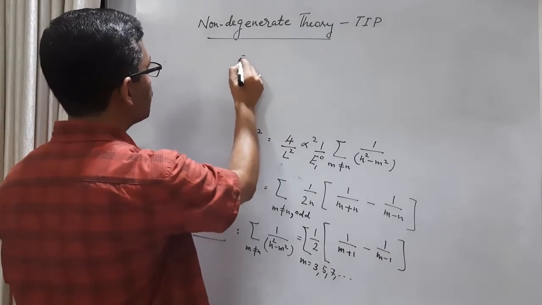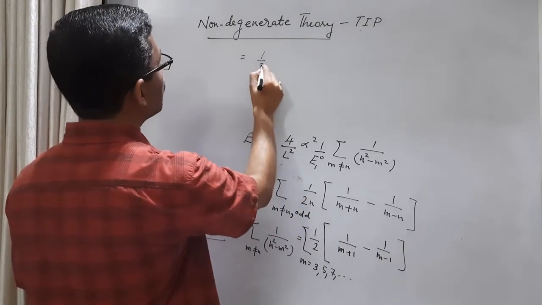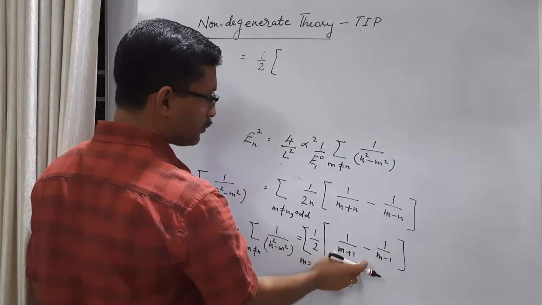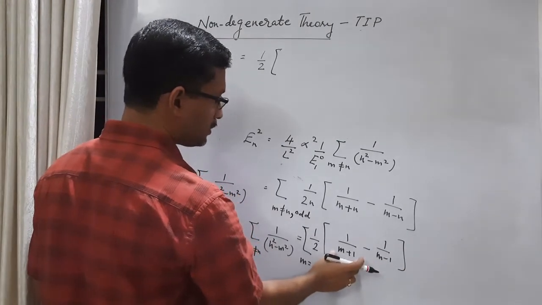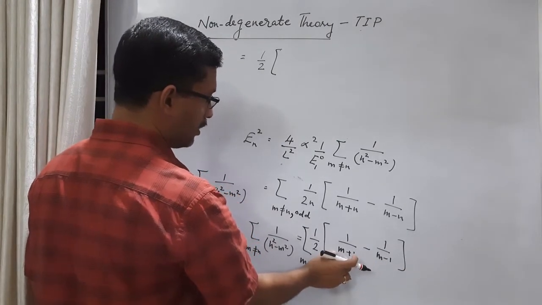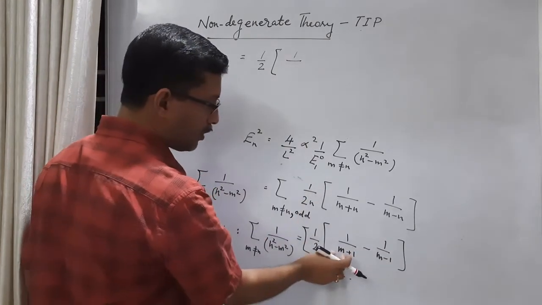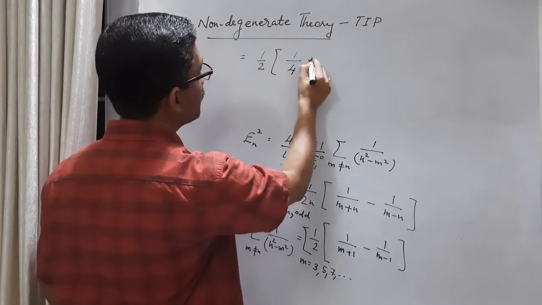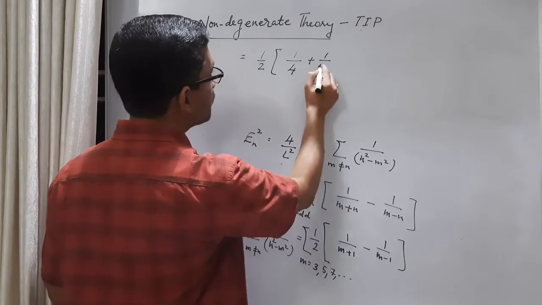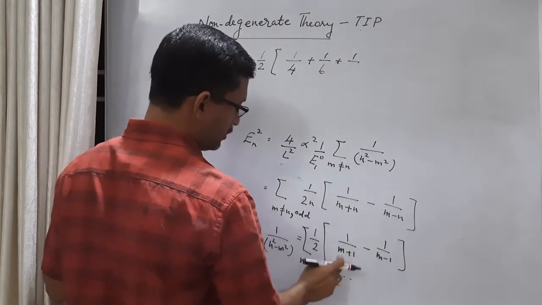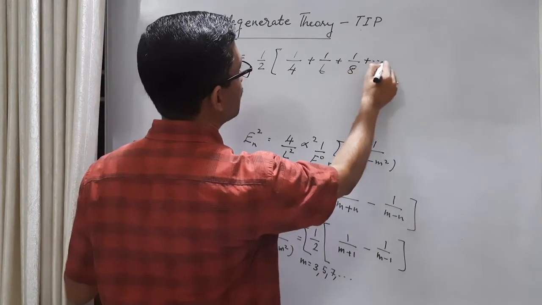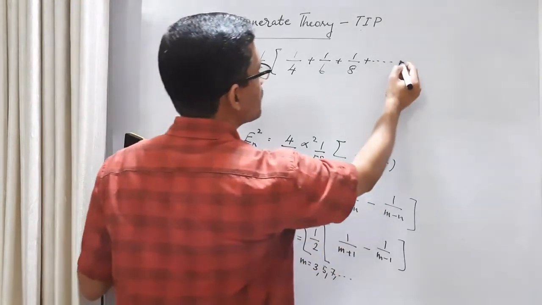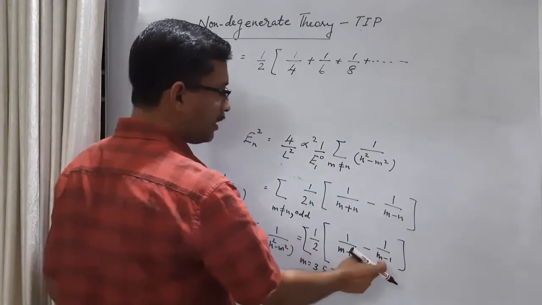So left hand side is equal to half into, right hand side becomes, put m equal, so first I will put the different values of m in the first term and then the second term. So what is the first term? M is not equal to 1, m is equal to 3, so we have 3 plus 1, 4, plus m is equal to 5, so 5 plus 1, 6, plus 1 by 7 plus 1, 8, plus etc. This is 1 by m plus 1, summation over m. Now minus summation over m, 1 by m minus 1.